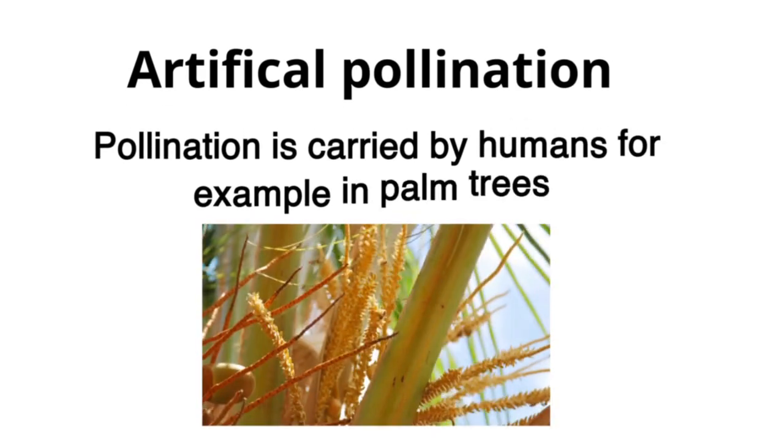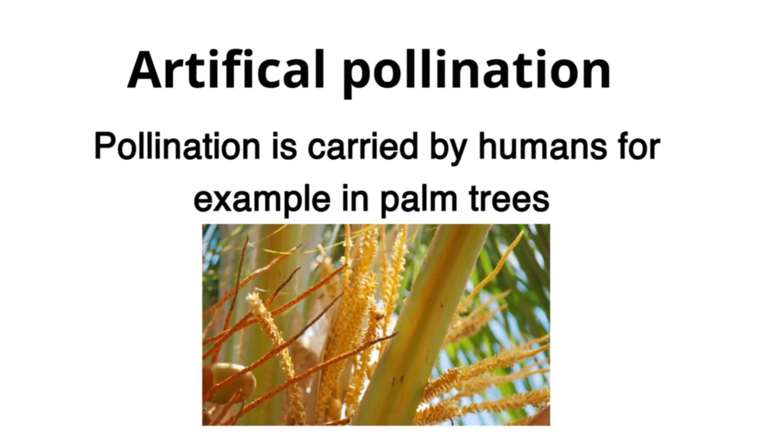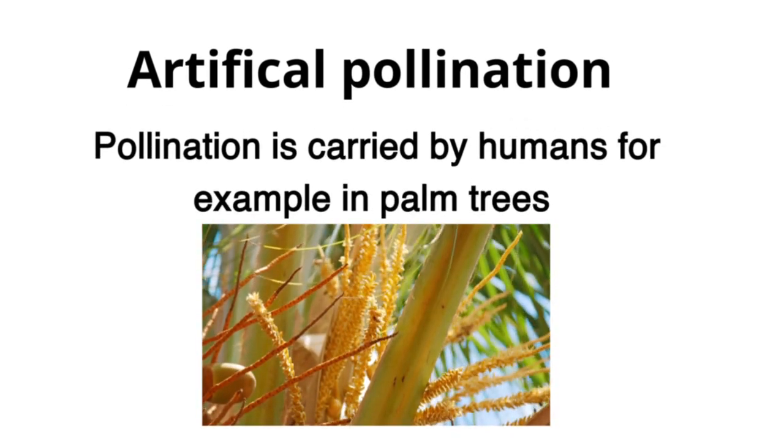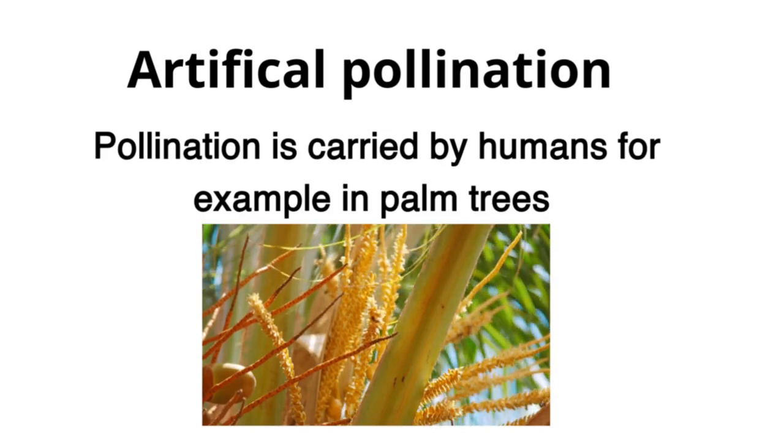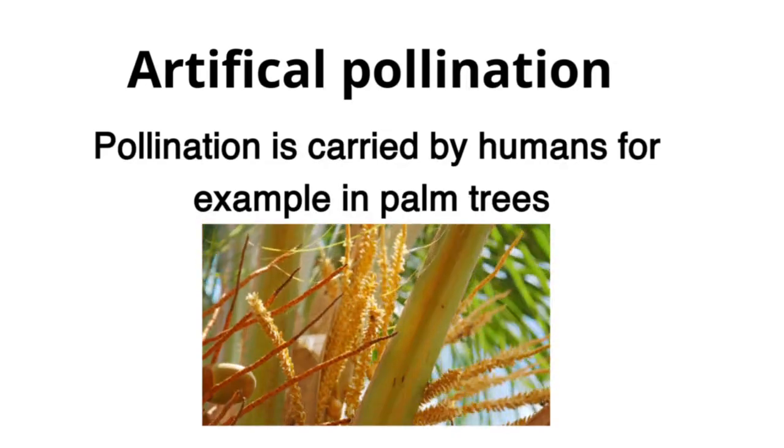The last one of cross-pollination is artificial pollination. Of course, artificial means it is carried by humans, like with palm trees.